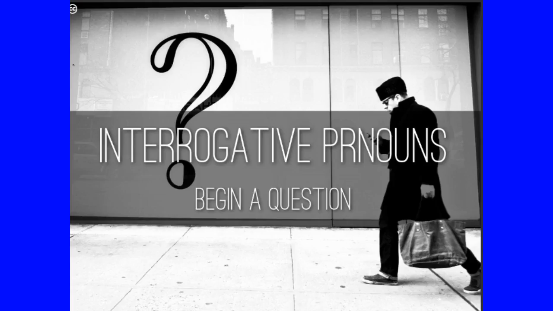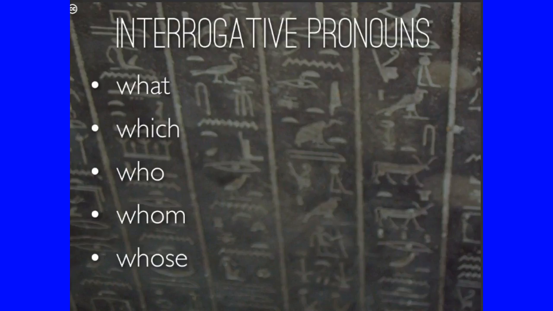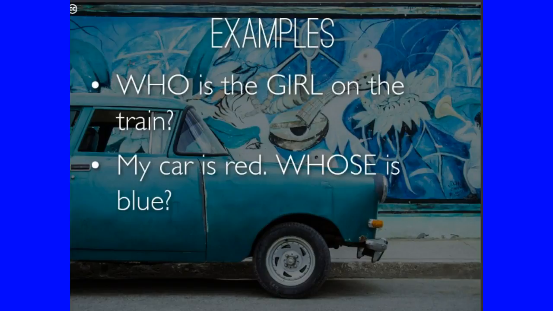Interrogative pronouns simply begin a question. What, which, who, whom, and whose are all interrogative pronouns. Sometimes interrogative pronouns do not have an antecedent in the sentence. Look at sentence 1. Who is an interrogative pronoun. Its antecedent is girl. Both the pronoun and its antecedent appear in the same sentence.